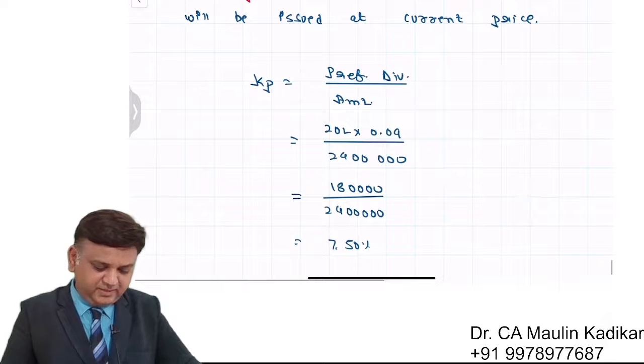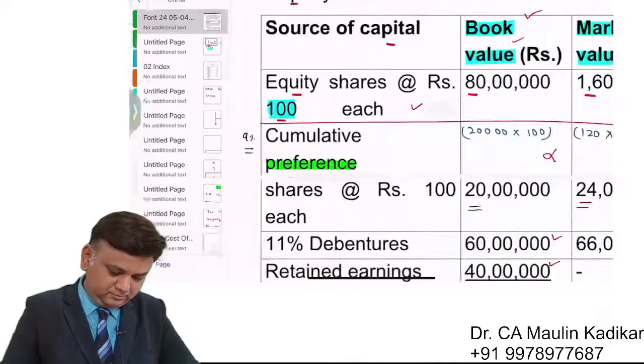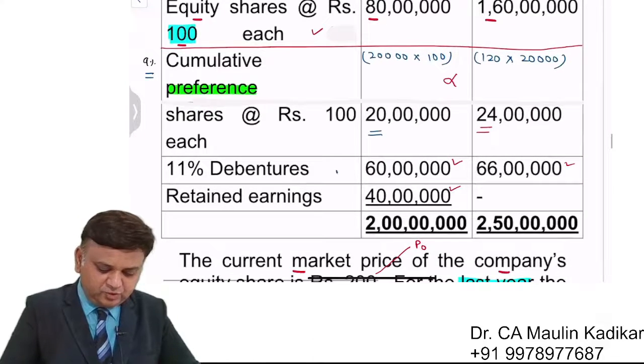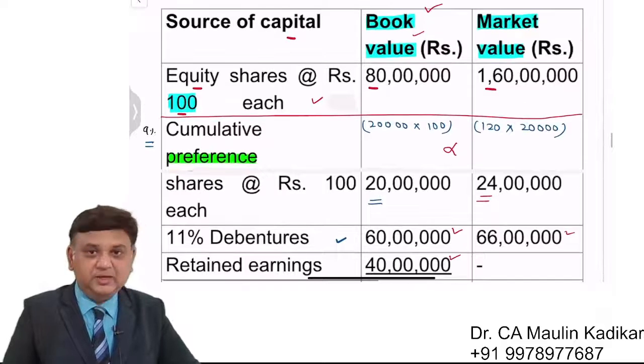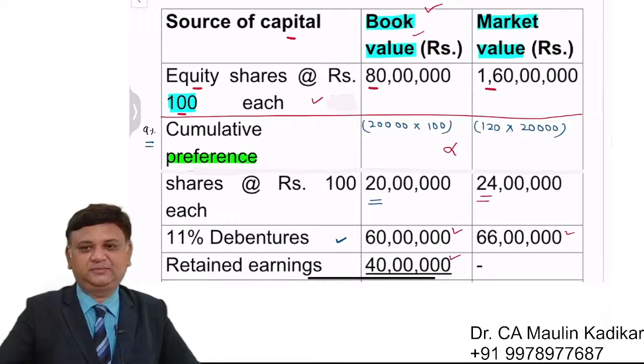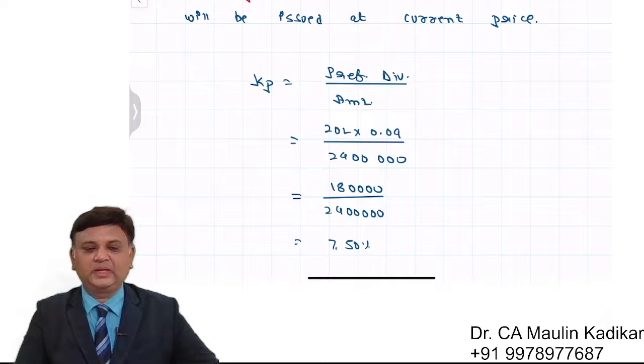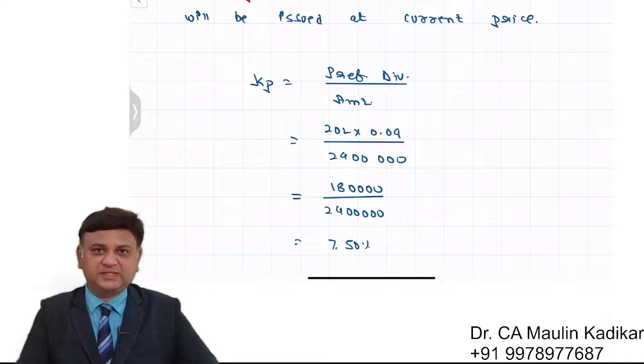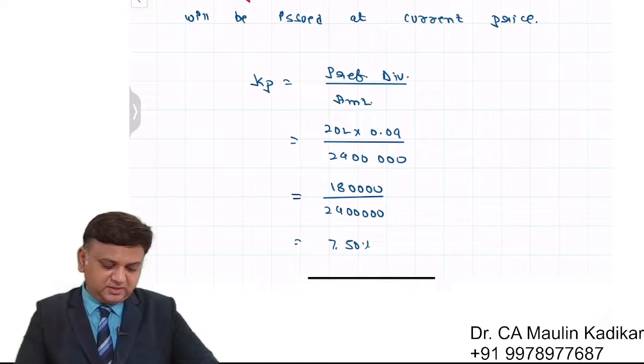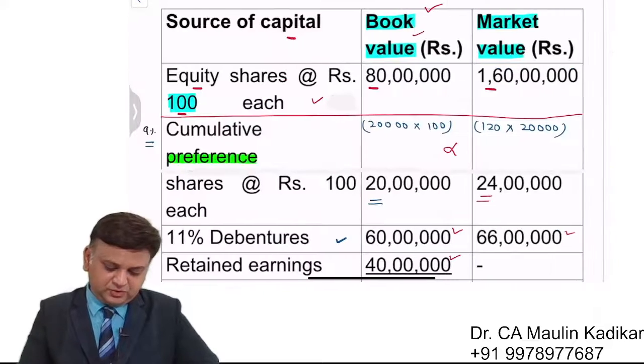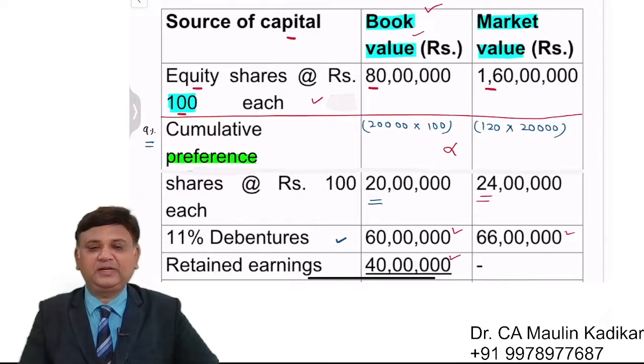Write down answer KP. I want you to tell me the answer of the KD in the chat box. Dear students, again we will make an assumption that the debentures are issued for perpetuity, and accordingly we will calculate the answer because the redemption information is not given.